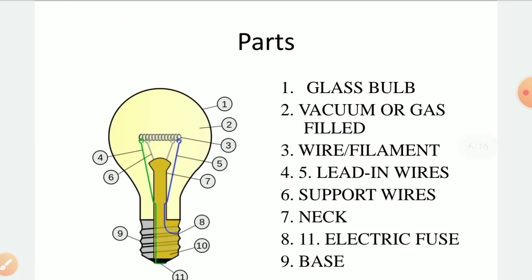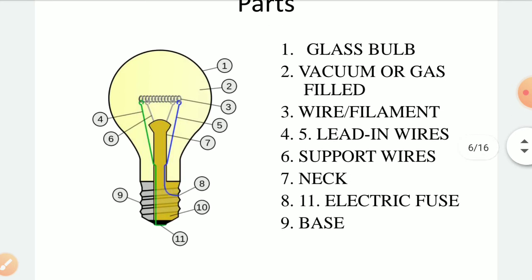So the working principle: when the supply voltage is given to the filament, the filament heats up and radiates energy. That radiated energy, due to the presence of argon or nitrogen gas inside the bulb, gives the bright color of the light. So that is the working principle.